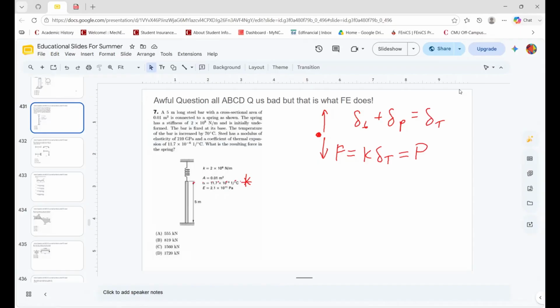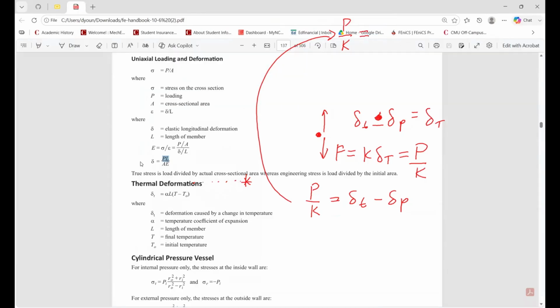So here's what we're going to do. We're going to divide that by K. So P over K equals delta T, and actually this will be a minus because I look at the force direction, delta P. With that said, we can do P divided by K equals thermal expansion, which is given by this equation over here, alpha L delta T. And then this will be plus PL over AE, and this should be negative because it should be the opposite of that direction, and so forth.